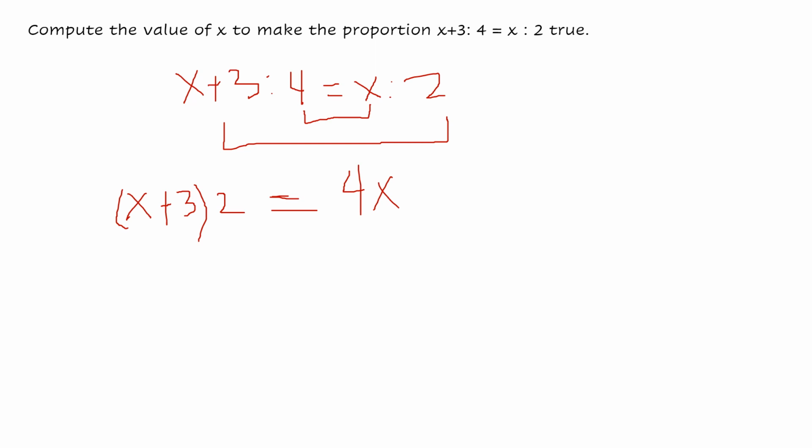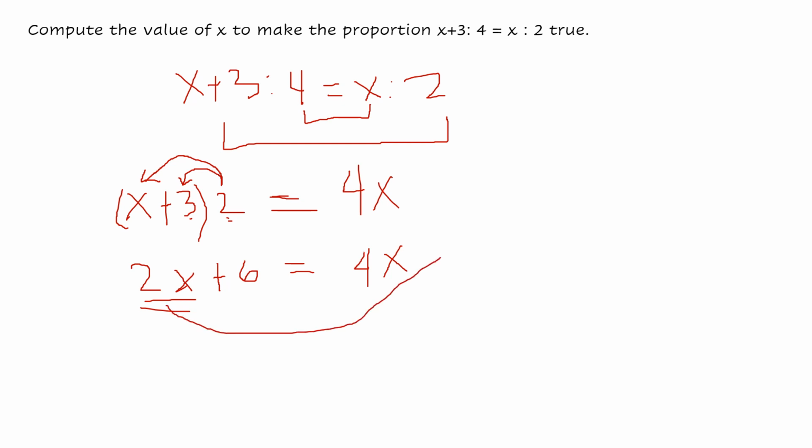Now, simplifying our left side of the equation, because one part is enclosed by parentheses, we have to remove the parentheses by distribution, or distributive property of multiplication over addition. So we get 2 times x is 2x plus 2 times 3, which is 6, equals 4x.